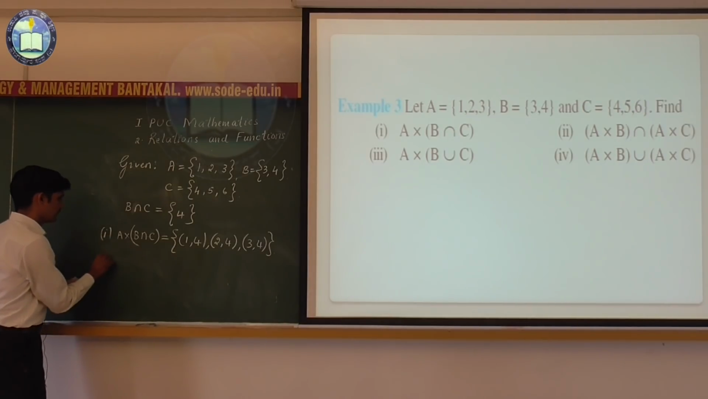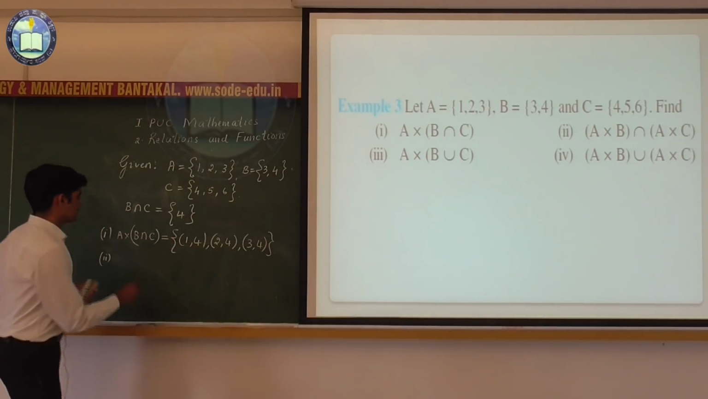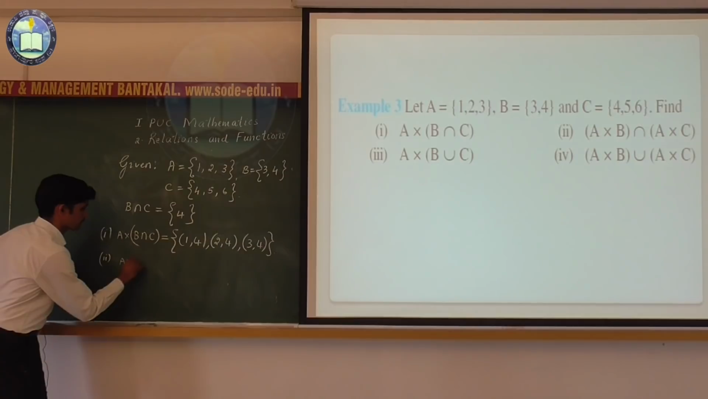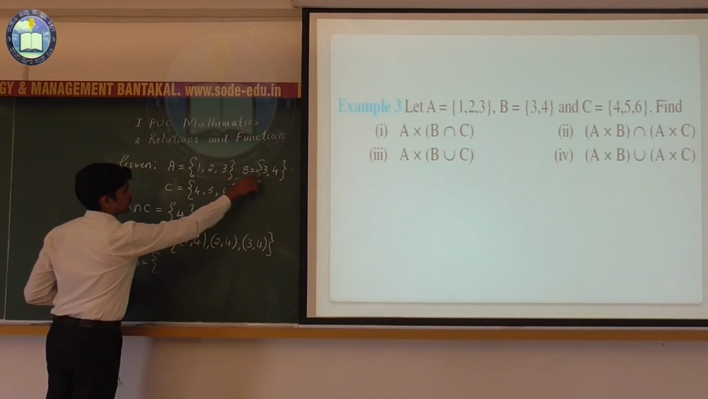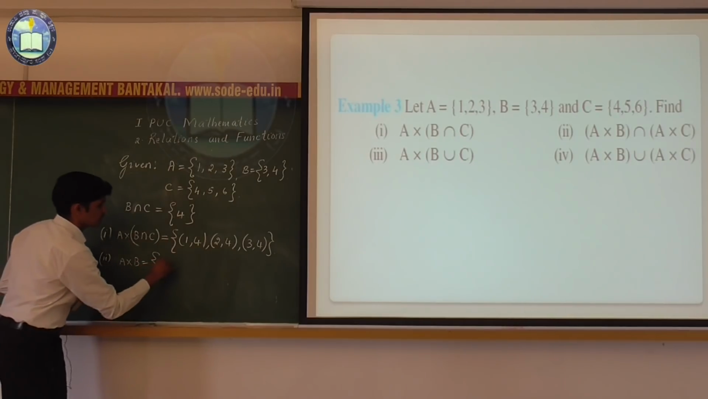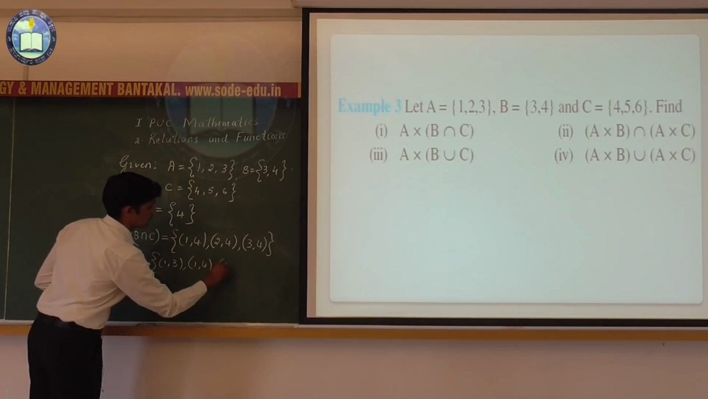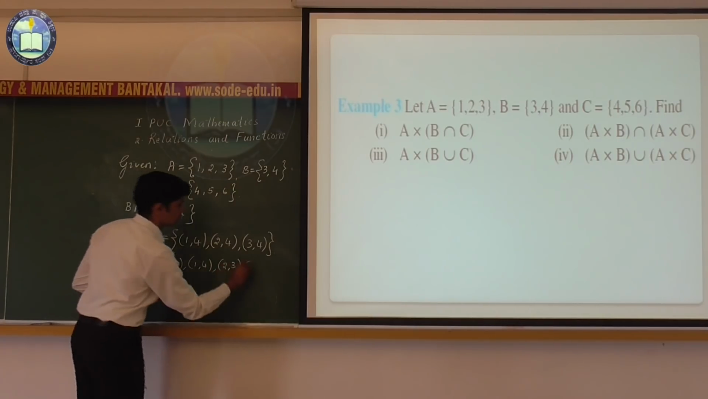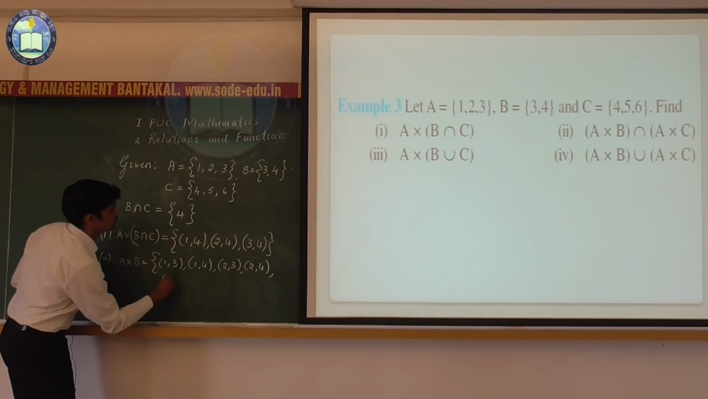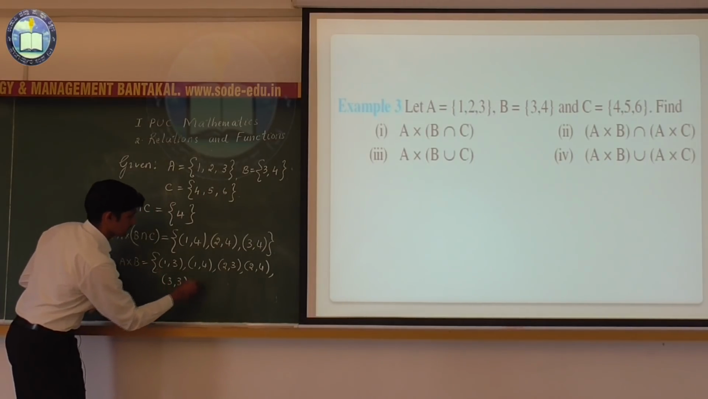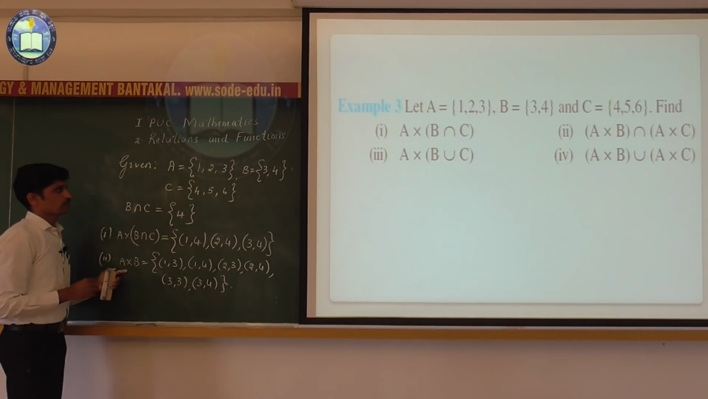In the second problem, (A cross B) intersection (A cross C). A cross B is equal to, the Cartesian product of set A and set B, (1,3), (1,4), (2,3), (2,4), then (3,3), (3,4). This is A cross B.